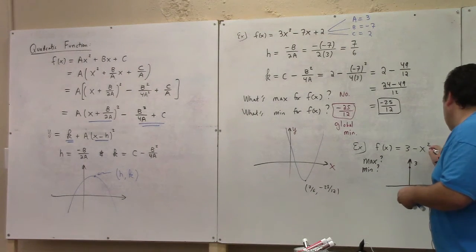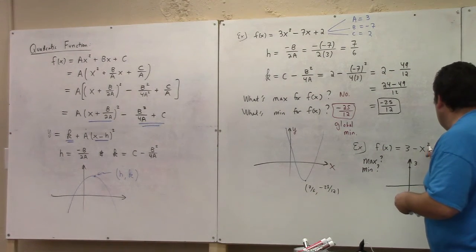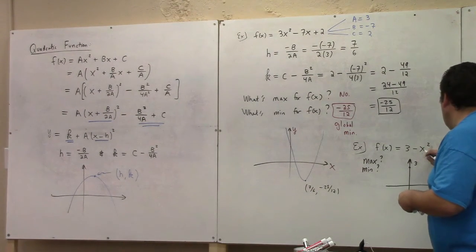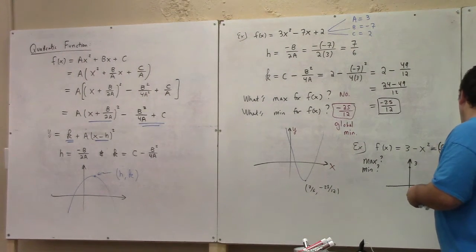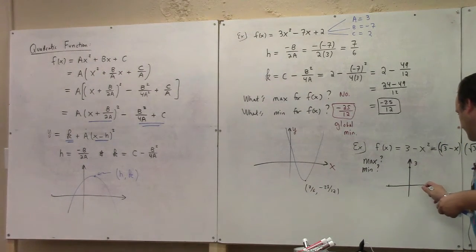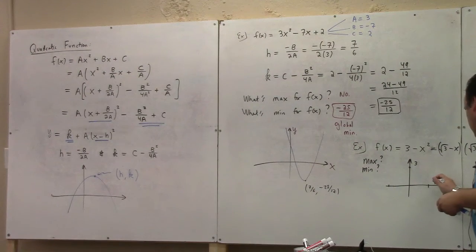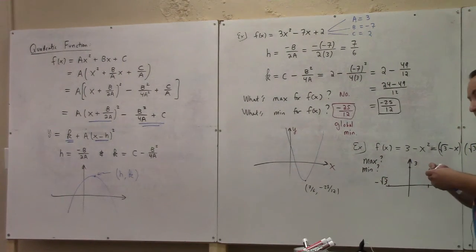And if we factor this, I mean, we can factor this, good grief, square root of 3 minus x, square root of 3 plus x, right? So it's got x-intercepts at about plus or minus 1.7. That's the square root of 3, which is about 1.7. Yeah, so it opens down. I heard one of you say it opens down.